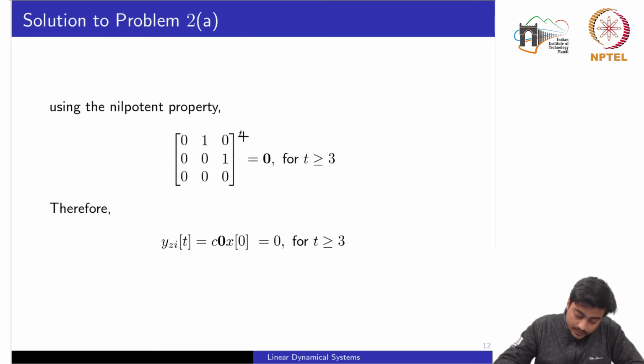Now we will start computing the powers of this matrix for t starting from 0, 1, 2, 3, and we will see that once you reach t equal to 3 or higher, this matrix will always be a 0 matrix. This is the reason that the zero input response of the system is always 0 for t greater than or equal to 3.